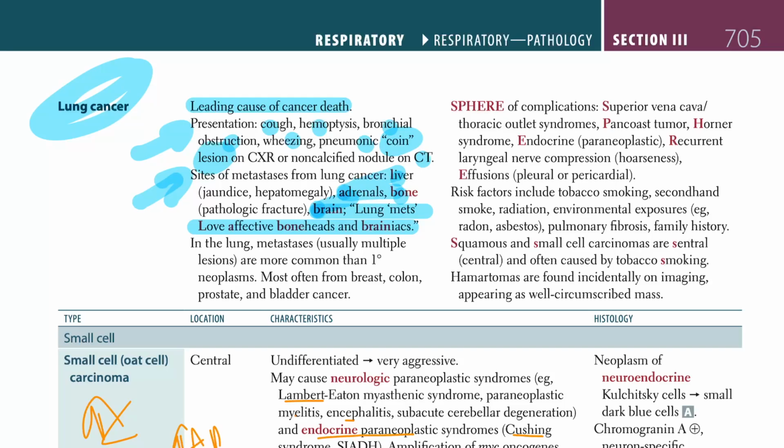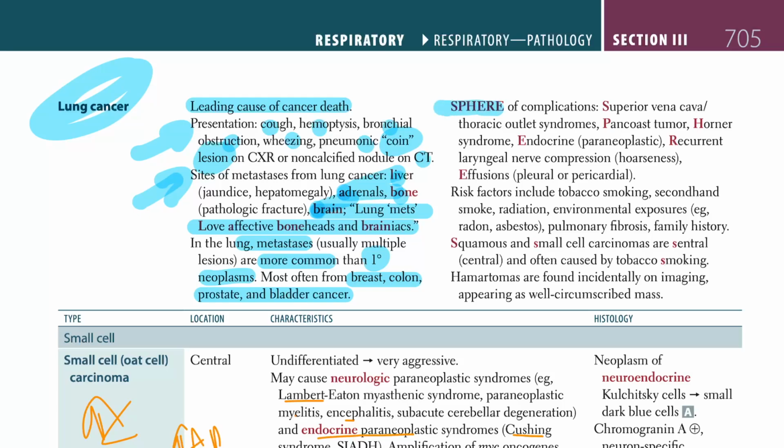In the lung, you have metastasis. Usually multiple lesions are more common than the primary neoplasms, most often from breast, colon, prostate, and bladder cancer. So in other words, in the lung, mets are more common than the actual cancer arising from the lung itself.